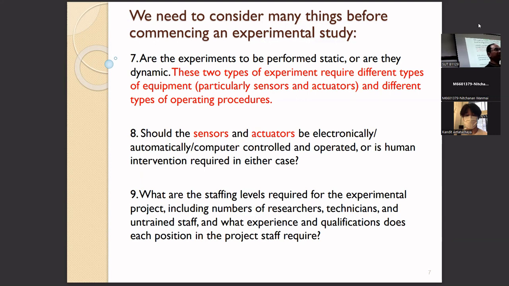An actuator is equipment to control the system. Like a valve, we use the valve to open and close to control the flow. You use a motor to control the system. These are actuators. It's also important when you do the experiment.